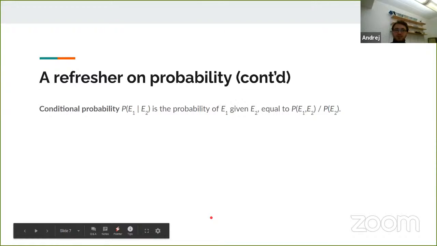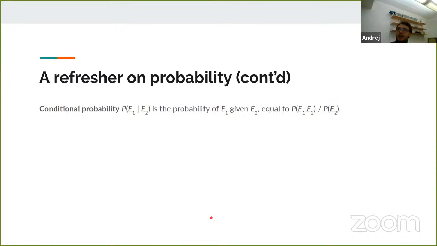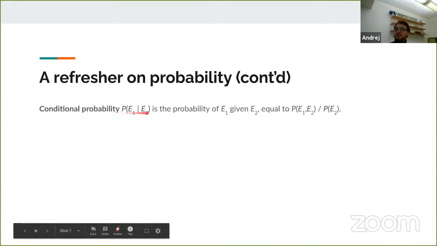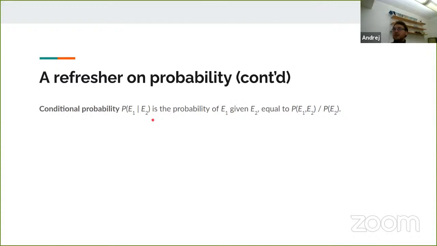So we define the concept of conditional probability. Conditional probability, written like this, a probability of E1 given E2, is defined as this quotient here: P of the joint event of E1 and E2 divided by the probability of E2. In other words, if you know that E2 happened, what is the probability of E1? Well, it's just the probability of E1 and E2 both happening, but then you have to scale it according to the probability of E2 happening.